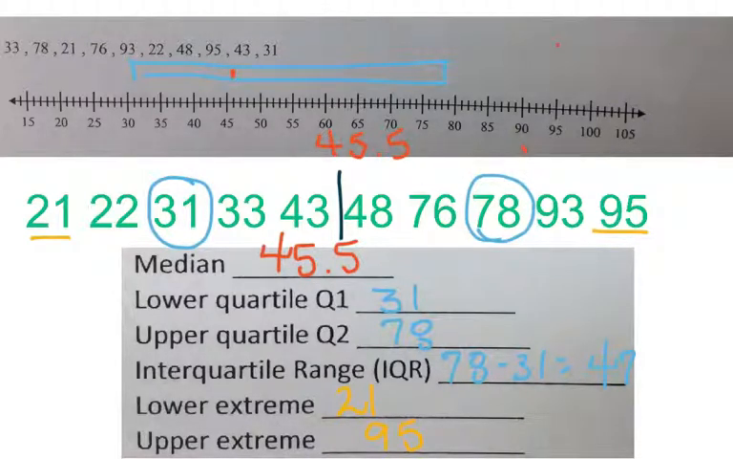All right, and then I'm going to put on our lower extreme. So lower extreme is 21. That's here. And then my upper extreme is 95, which is here. And then there's my box and whisker plot. So you see my data here in this section here is stretched out more. That's because these numbers are further apart than these numbers over here.